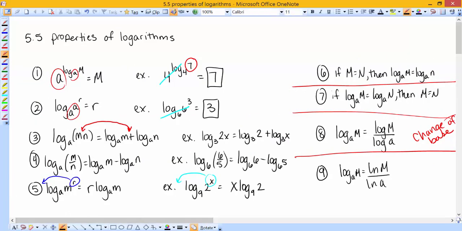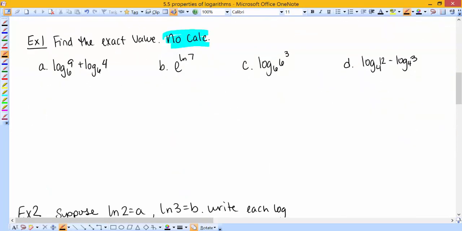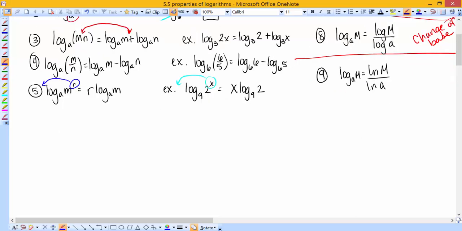So let's practice using these properties, and let's see if we can get this video shorter than that last one that was 27 minutes. So find the exact value, no calculator. See how your base is not 10. You can't use a calculator. So how do we do this without one? Well, I see addition. And if I come back up here, property 3 goes from multiplication to addition. So if I have addition, I could go backwards to multiplication.